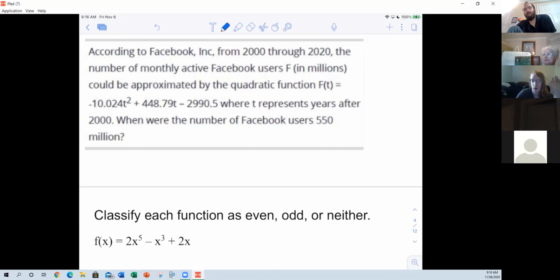Okay. Sorry. We would set that equation equal to 550. Yes, right. They're saying that the number of Facebook users, which is our F in millions, is 550. So we're going to say -10.024 t squared plus... And then what?